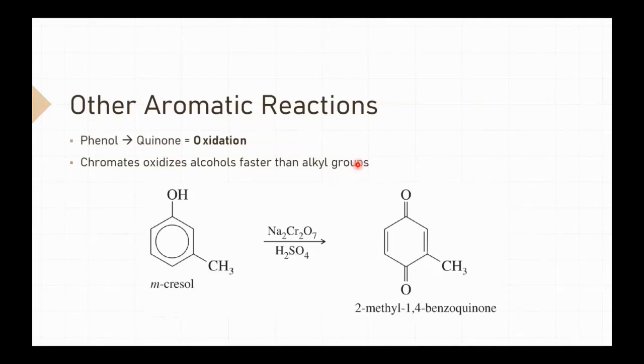And then here is another weird one. If you have a chromate and you have an alcohol on your benzene ring and you try to oxidize it, it'll turn it into a ketone, and it'll add a ketone on the opposite side of it, and also turn that benzene ring into two parallel ketones.